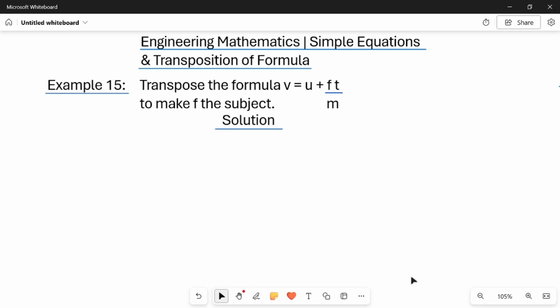Today we'll continue from where we stopped from our last class. We solved example 13 and 14, and in this class, still on simple equations and transposition of formula, we'll solve example 15 and example 16.